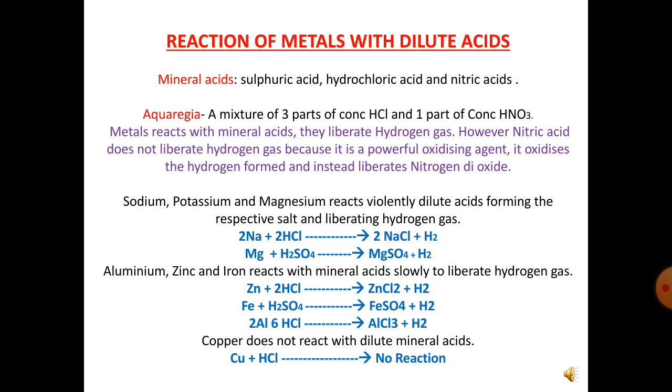Now, all metals react with mineral acids to liberate hydrogen gas. However, nitric acid does not react with metals to liberate hydrogen gas. The reason is it is a very powerful oxidizing agent. It oxidizes the hydrogen formed and instead liberates nitrogen dioxide. Sodium, potassium, magnesium react violently with dilute acids to form the respective salt and liberate hydrogen gas.